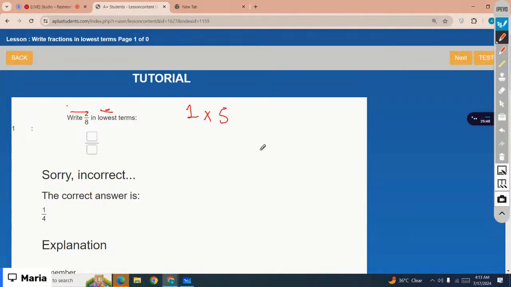Whenever you need to write a fraction in lowest terms, you have to divide by the greatest common number. A common number means a number that can divide both numerator and denominator. So that would be 2. You divide both numerator and denominator by the common number. 2 divided by 2 is 1 and 8 divided by 2 is 4. So the lowest term is 1 over 4.